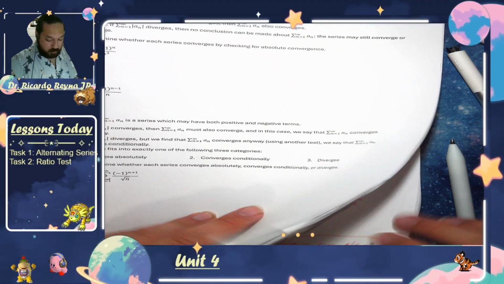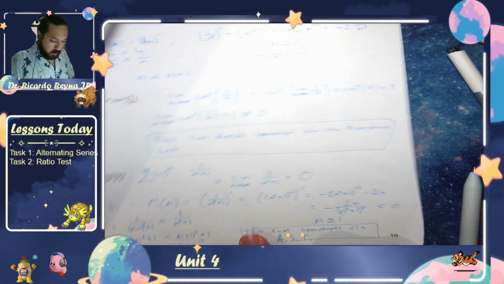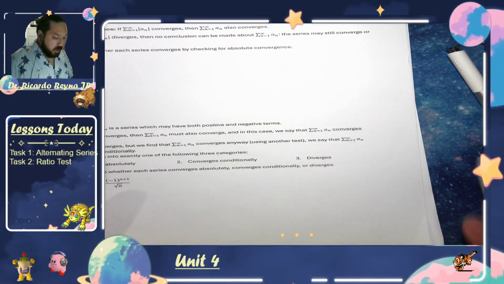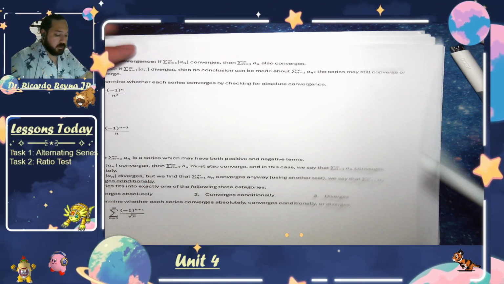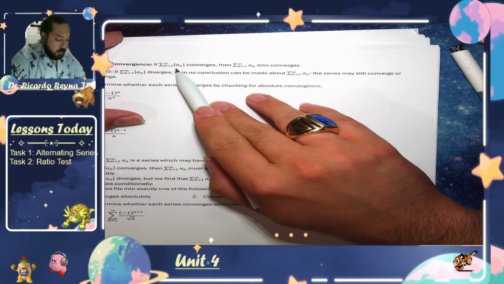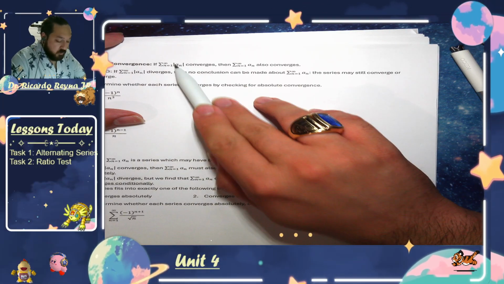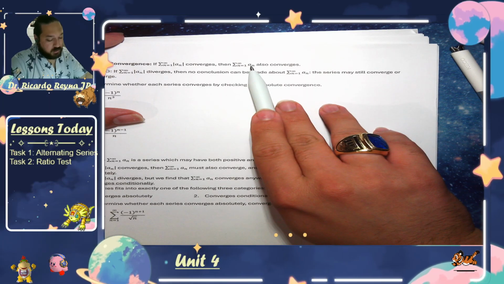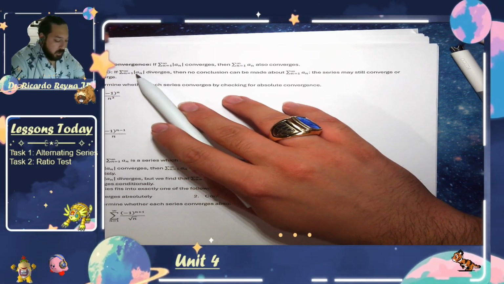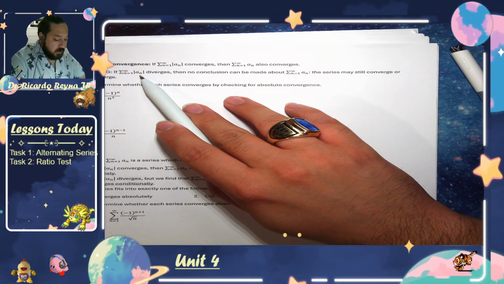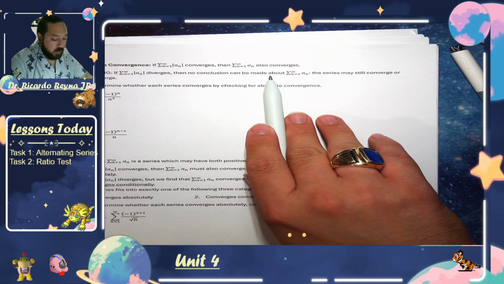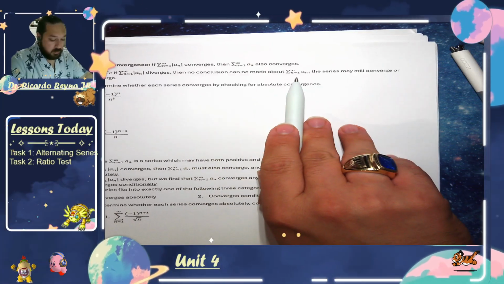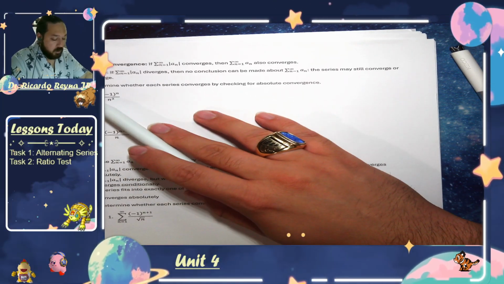So we just finished the alternating series test questions, and now we're gonna go to absolute convergence. This says if the sum of the absolute value of a series converges, then so does the sum of just that series. Warning, if the absolute value of this diverges, then no conclusion can be made about the sum of the non-absolute value version of the series. The series may still converge or diverge.